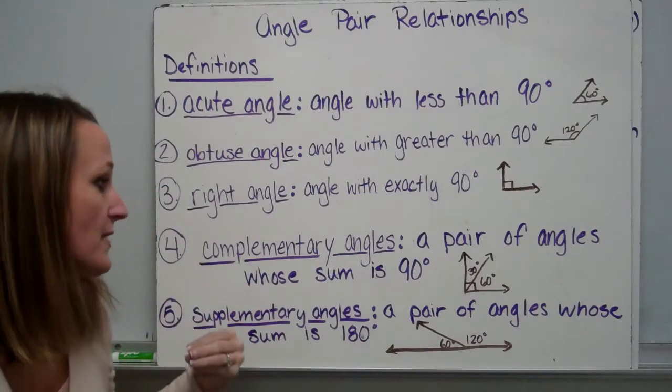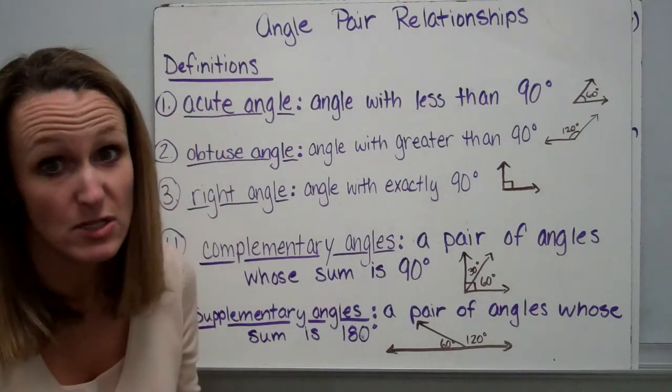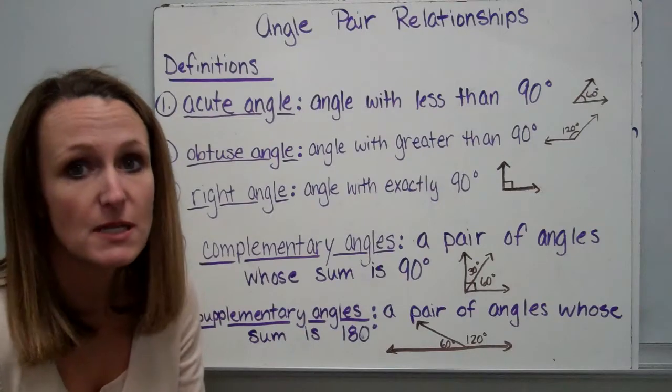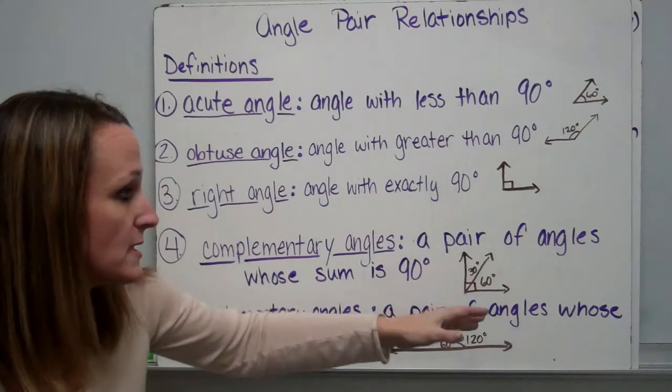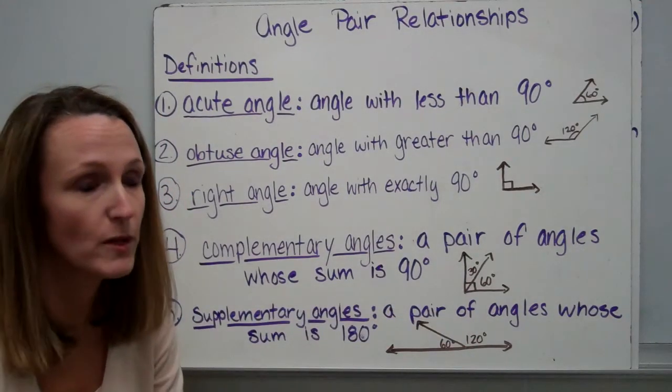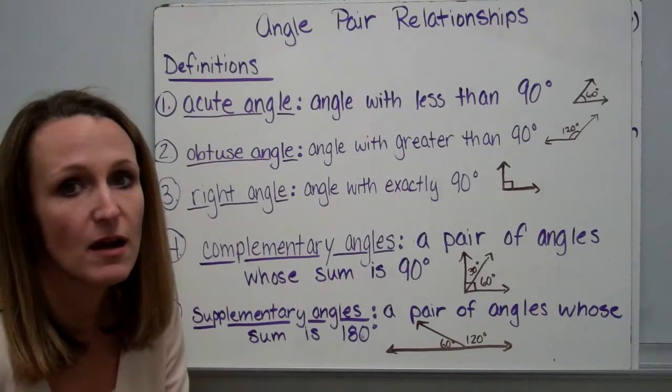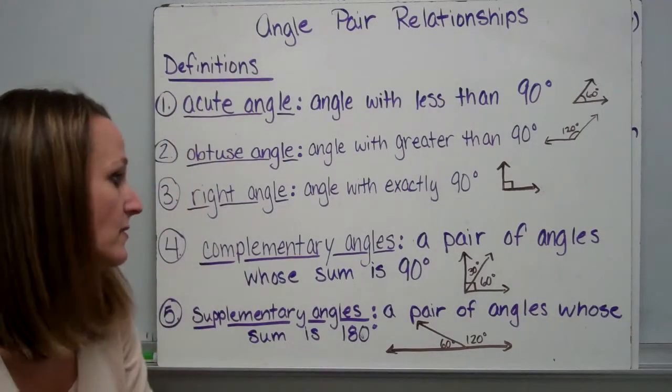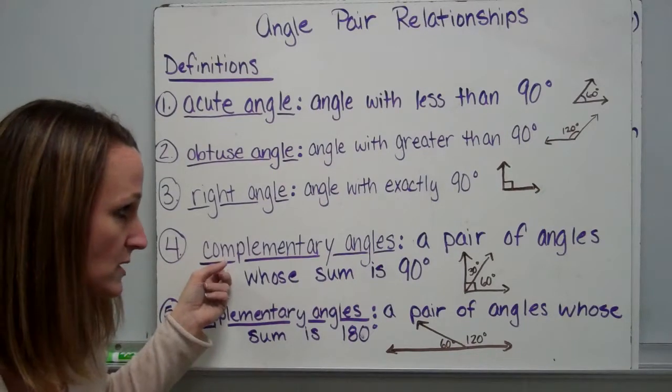Then we want to talk about a complementary angle. And this is a pair of angles, and the sum is going to be 90 degrees. So in other words, they add up to equal a right angle. So like 30 and 60, or 45 and 45, or even 10 and 80. Any combination that adds to equal 90, those are an example of complementary angles.